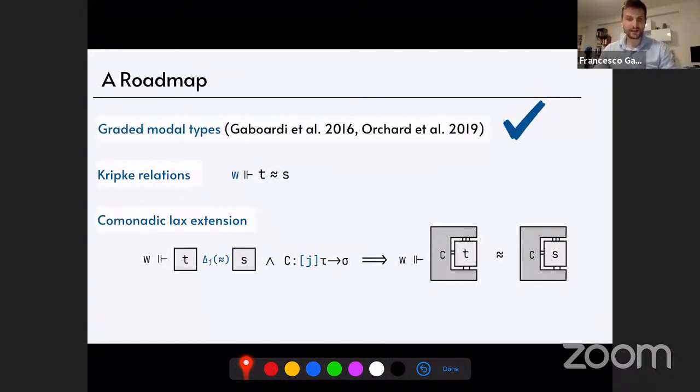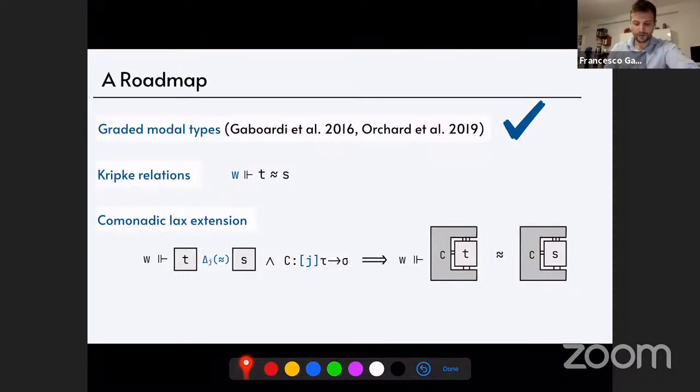Okay, that's the idea of graded modal types. So the take-home message is that now we have a syntax and a type system that give us the information on how a context uses the code. So that is the way in which we fix the second issue that we have seen before, the one about context sensitivity. Let us now move to our first issue, namely that now equality depends on some observer features, and therefore we move to Kripke relations.